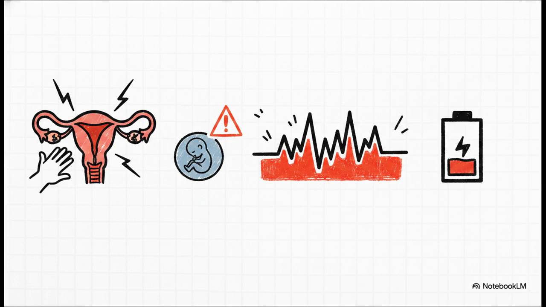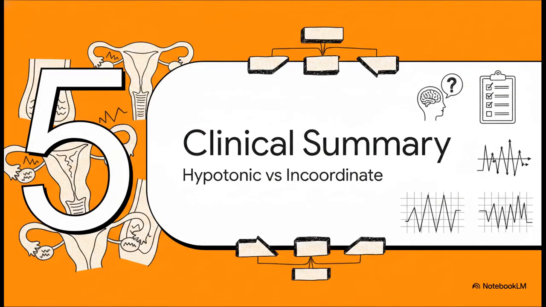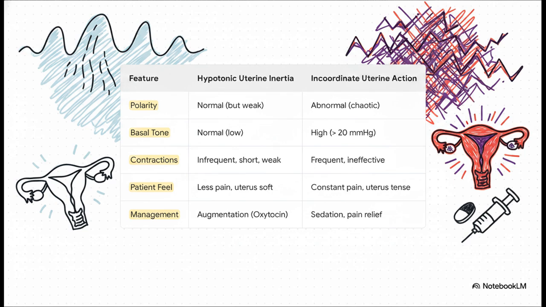Okay, this next slide is definitely the one you'll want to screenshot for your exams, and remember when you're on the wards. It puts everything we just talked about side by side for a direct, super high-yield comparison. So let's just walk through these key differences. Polarity? It's normal but weak in hypotonic versus completely abnormal and chaotic in incoordinate. What about basal tone? It's nice and low in hypotonic, but dangerously high in incoordinate. The contractions themselves? Weak and infrequent versus frequent but totally useless.